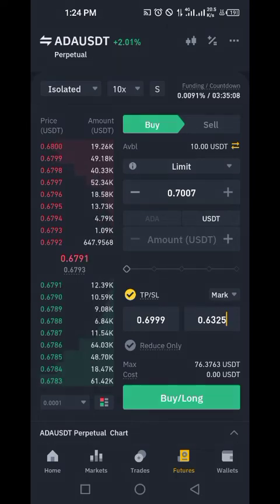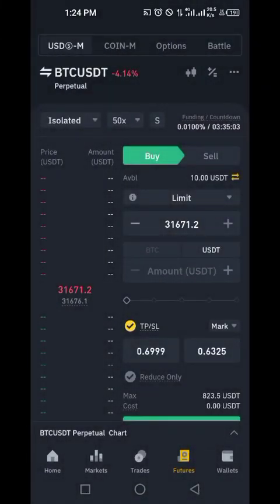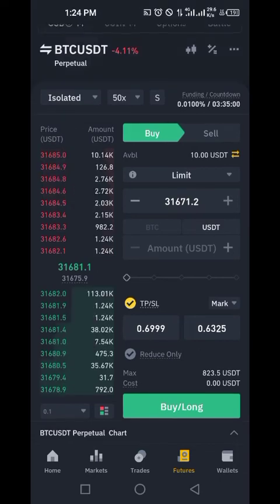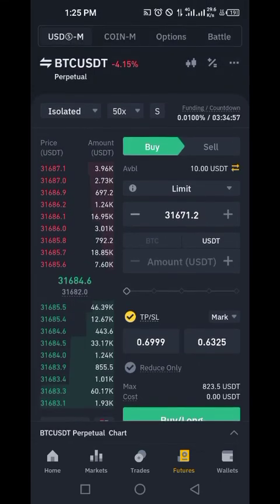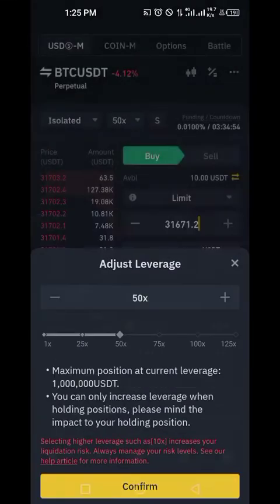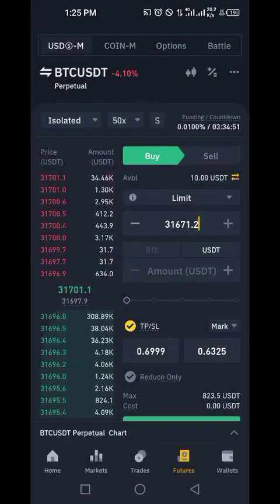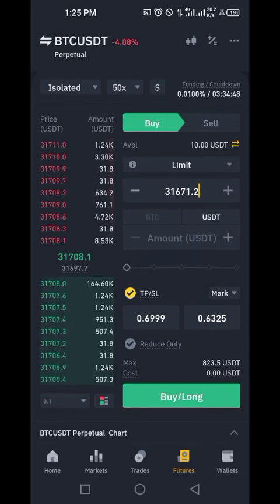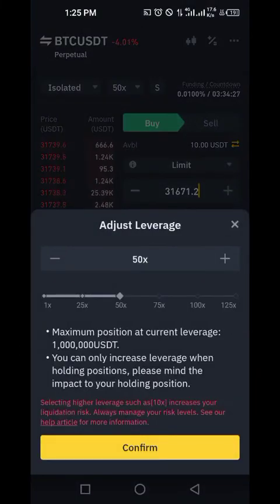Let's select BTC. Okay, so this is Bitcoin. It's on 50x. Don't forget I said if you set the leverage to 50x, when the market moves 1%, you either gain 50% or lose 50% of the amount that you entered the market with. I have explained the position size: the leverage multiplied by the cost amount gives you the position size.